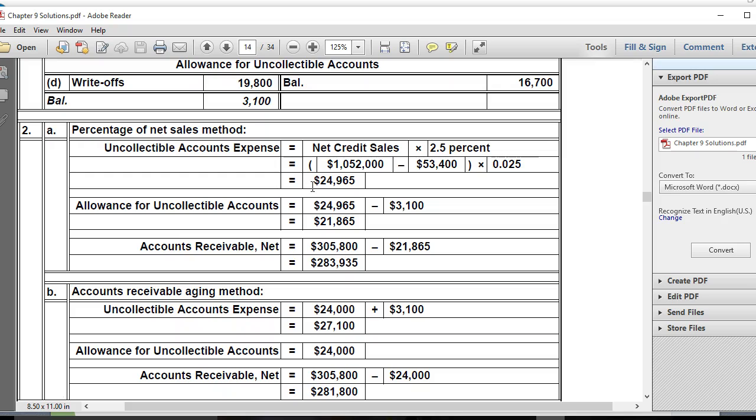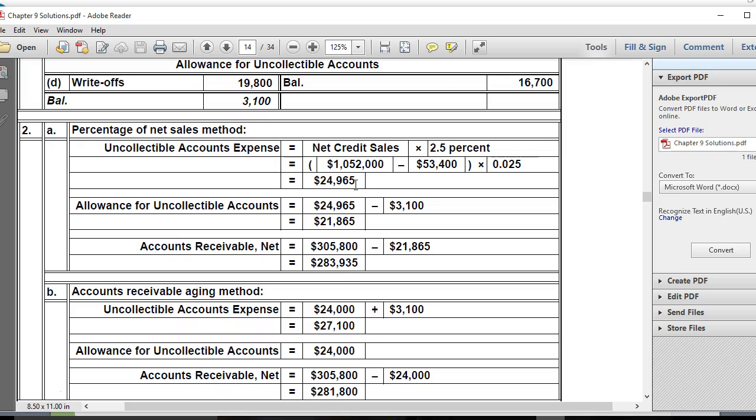$24,965 that we are going to show. We would do a debit to uncollectible accounts expense and a credit to our allowance for uncollectible accounts, wouldn't we? Okay? So under this percent method, our uncollectible account expense is $24,965.